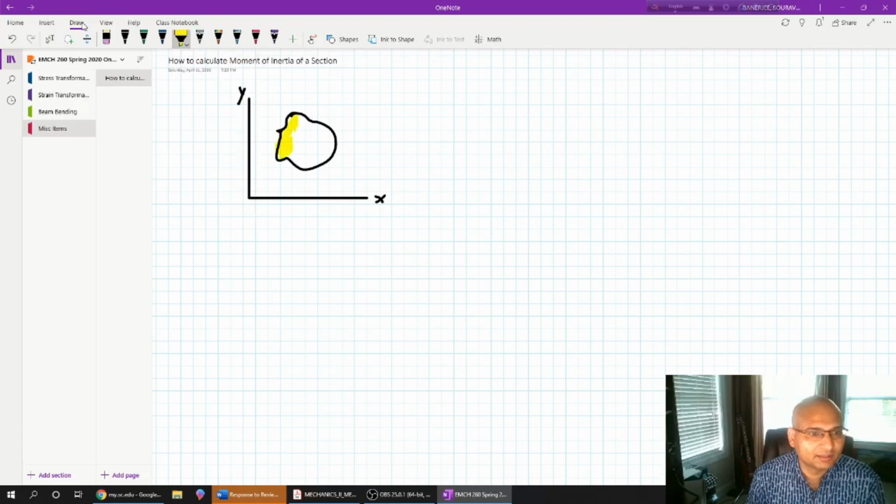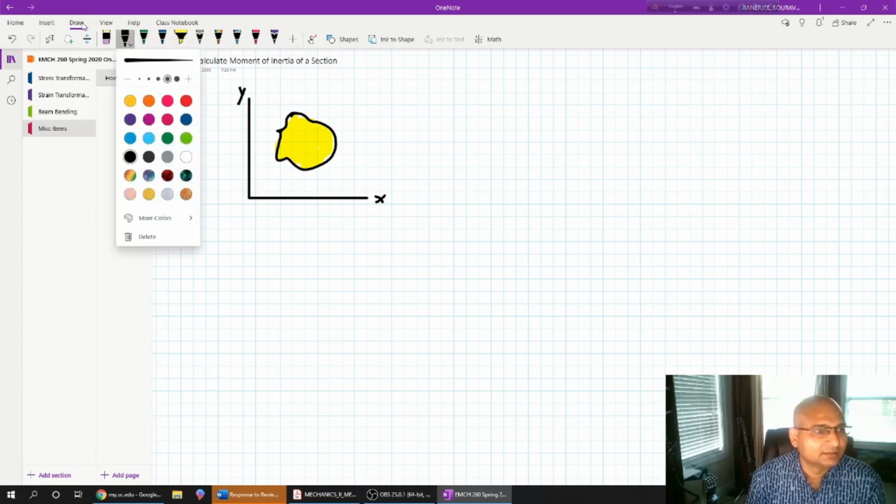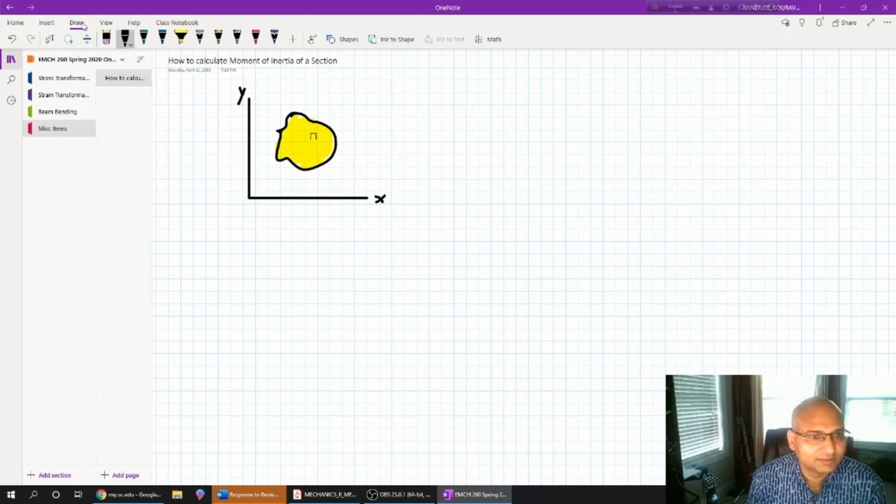Let's make an inside of this body. Let's color it, so we know that this is the body or object we are interested in. Let's say we create a small patch here, a small area like this. We are interested in finding the moment of inertia of this whole body, and we assume this small area dA. This is dA, a small elementary area, which is at a distance of y from the x-axis, and at a distance of x from the y-axis.